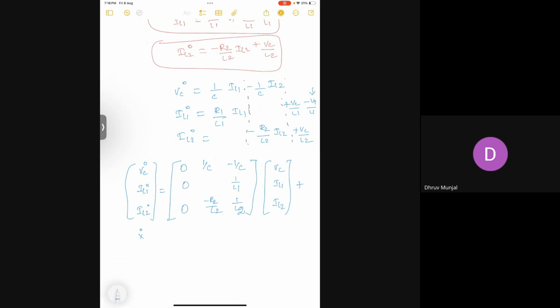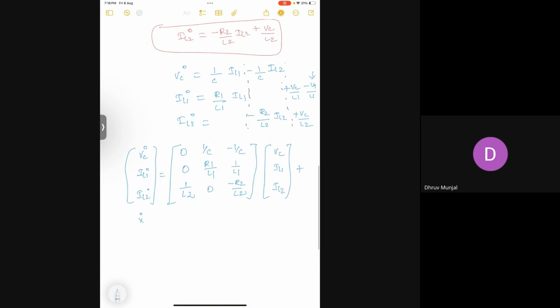0, R1 by L1, right? So the third state will also be wrong. The first one will be 1 by L1, the third one will be 0. VC should come first because 1 by L1 comes first, 0 minus R2 by L2. Am I right? In the second one, I'm saying that first 1 by L1 will come for VC. I was just thinking that VC would come last.